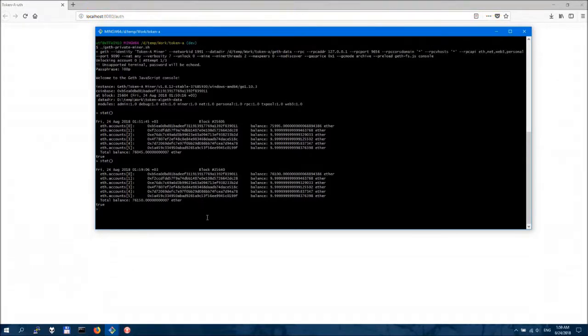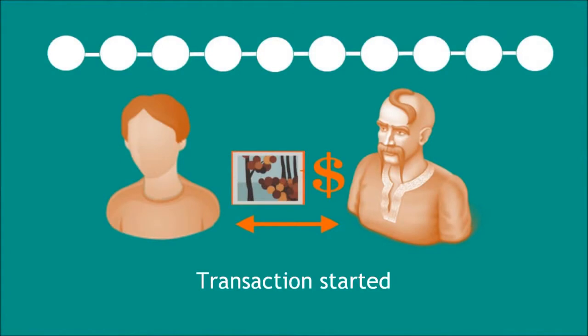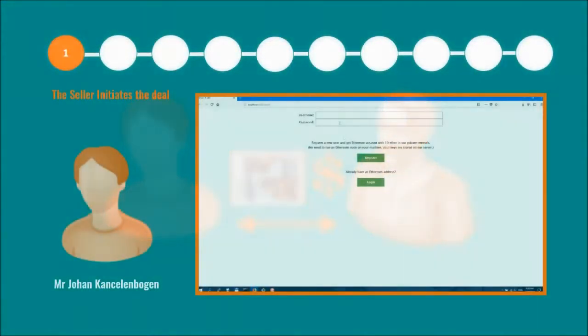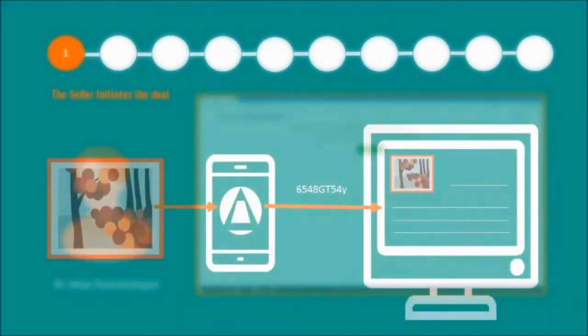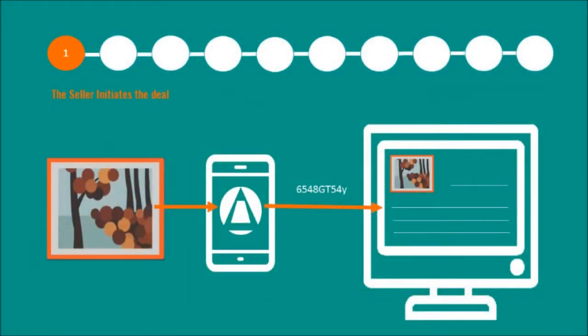So, a few blocks have been mined already and our node has started. Our imaginary seller, Mr. Johan Kanselenbogen, logs in and starts the deal. We assume that he already knows the buyer, and there is a preliminary arrangement between them to run the deal on Token A.